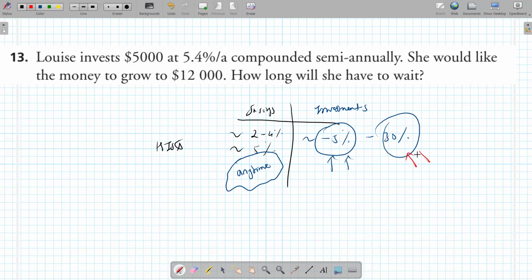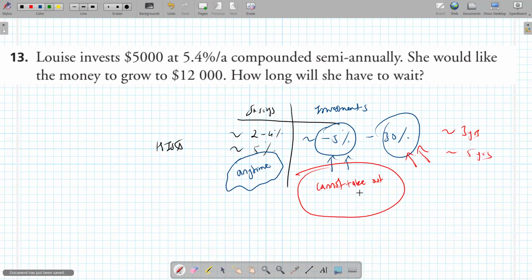High risk, high reward. This, you cannot take it out anytime in most cases. And usually this is done for a period of 3 years, 5 years, it depends. You cannot take it out. If you do want to take it out, let's say you have an emergency or something, then you have to pay the bank back the money that they would have paid you in order to take your own money out. So that's the risk element.